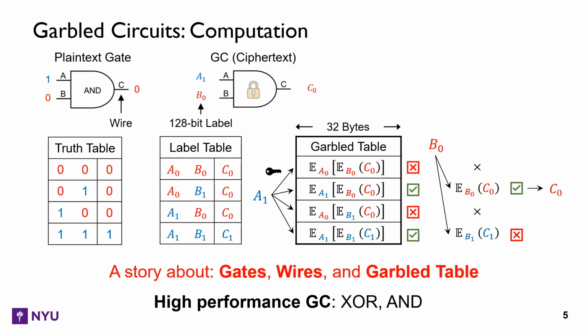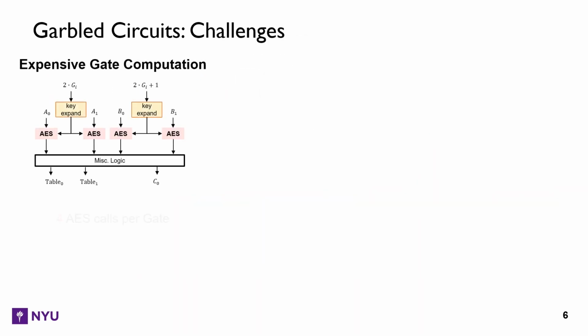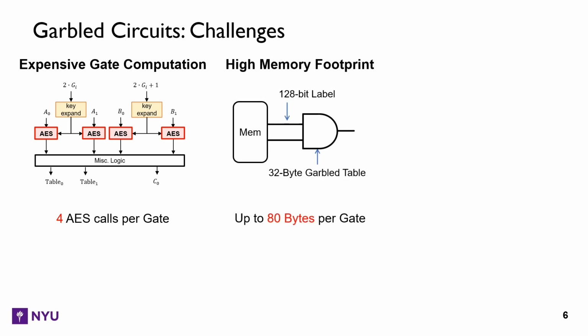Today, high-performance Garbled Circuits are implemented with AND gate and XOR gate. Garbled Circuit has its challenges. Normal logic operation is cheap, but Garbled Circuits are different. They include symmetric key cryptography, which is AES here, and other operations. Not only does the computation become heavy, but also the amount of data gets higher. Operands become 128 bits, and each AND gate requires a 32-byte garbled table, which makes the memory cost go up to 80 bytes for each gate.